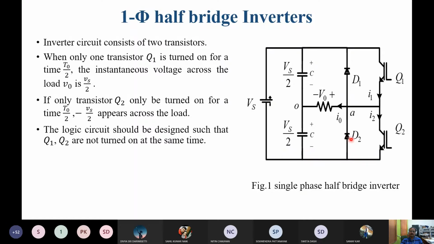Now, when this is conducting, please listen. When this is conducting, this cannot be turned on, because in a practical case, when a diode is conducting, there is a voltage drop, positive and negative. Some voltage drop is there, so that voltage will reverse bias this transistor. Similarly, when this is conducting, there is a voltage drop, so this will reverse bias the diode. So both switches in parallel cannot be on. One is conducting, the other is off.